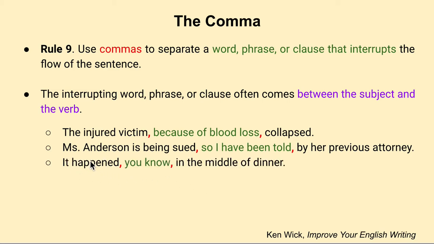It happened, in the middle of dinner. This could also be like, it happened, like, in the middle of dinner. So this is an interrupting phrase. If you have the word like, it would just be an interrupting word. But here it's not between the subject and the verb. I said it often comes between the subject and the verb, but these last two examples didn't, just to show you what that looked like. So here you see any word, phrase, or clause that interrupts the flow of the sentence is separated with commas.